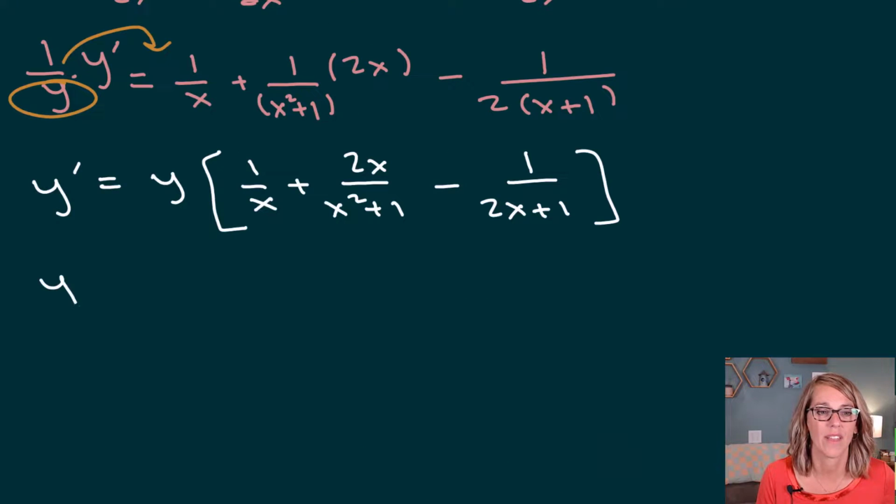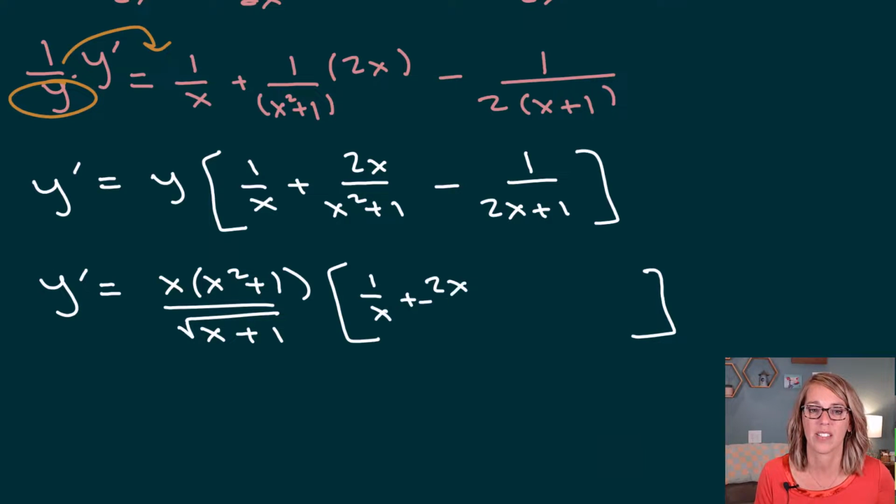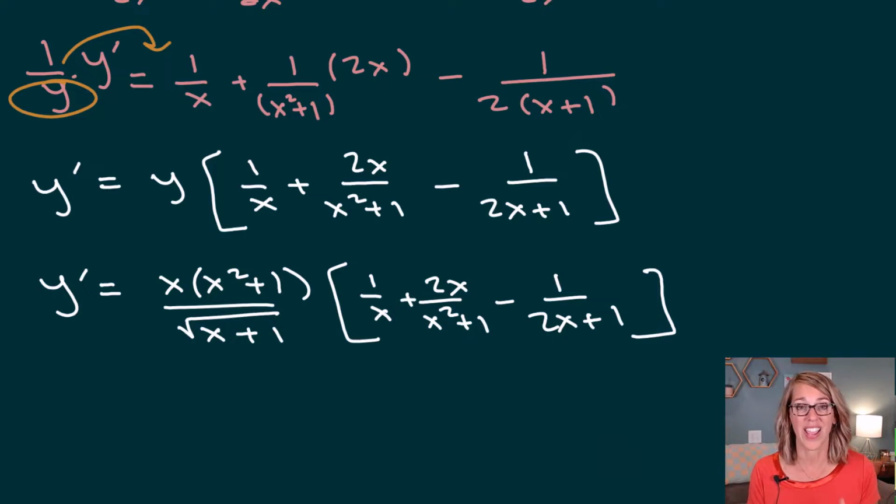So finishing this off, I've got y prime is equal to y. Here comes y. It was x times the quantity x squared plus 1, all divided by the square root of x plus 1, times what I've got there in the square bracket. So 1 over x plus 2x over x squared plus 1 minus 1 over 2x plus 1. Now that's our answer. This is one that you could have absolutely done using some simplifying, a quotient rule and a chain rule, but logarithmic differentiation is just another method to go here.